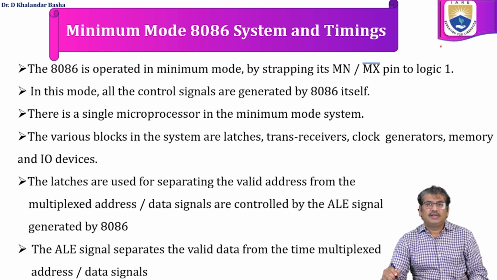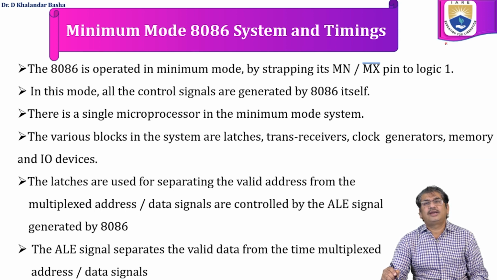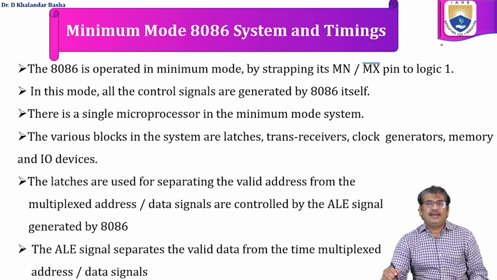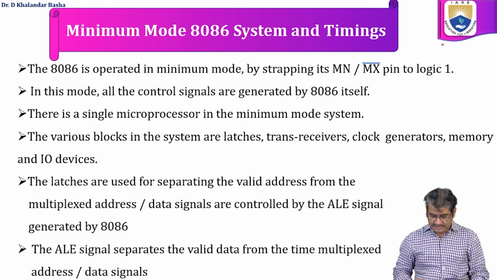The various blocks in the system are latches, transceivers, clock generators, memory and I/O devices. The latches are used for separating the valid address from the multiplexed address and data signals, and are controlled by the ALE signal, where ALE stands for Address Latch Enable, which is generated by the 8086 processor. The ALE signal separates the valid address from the time multiplexed address and data lines.